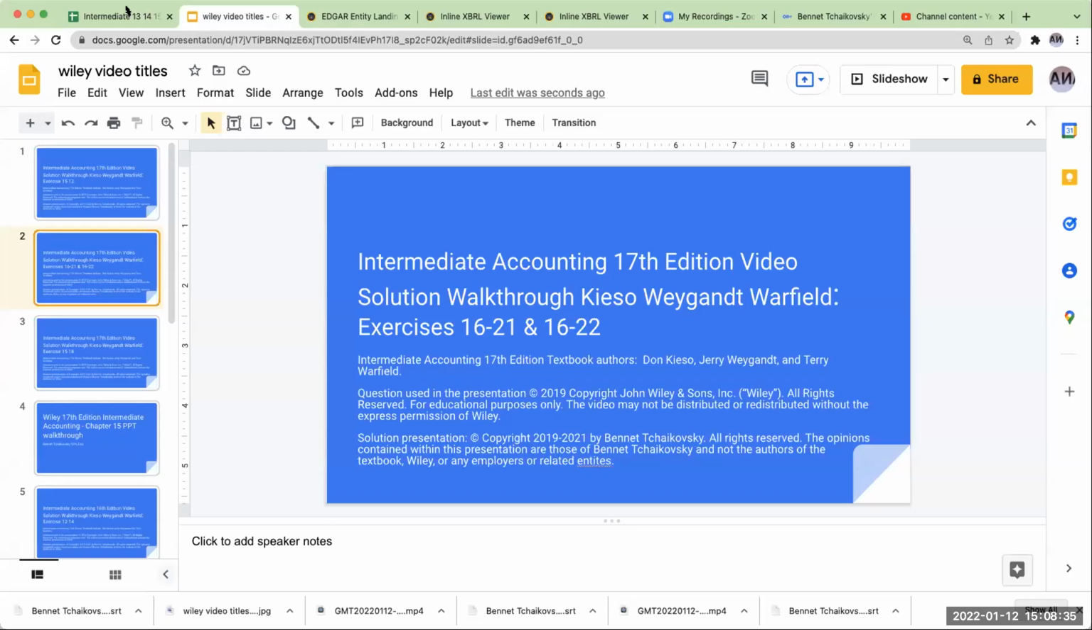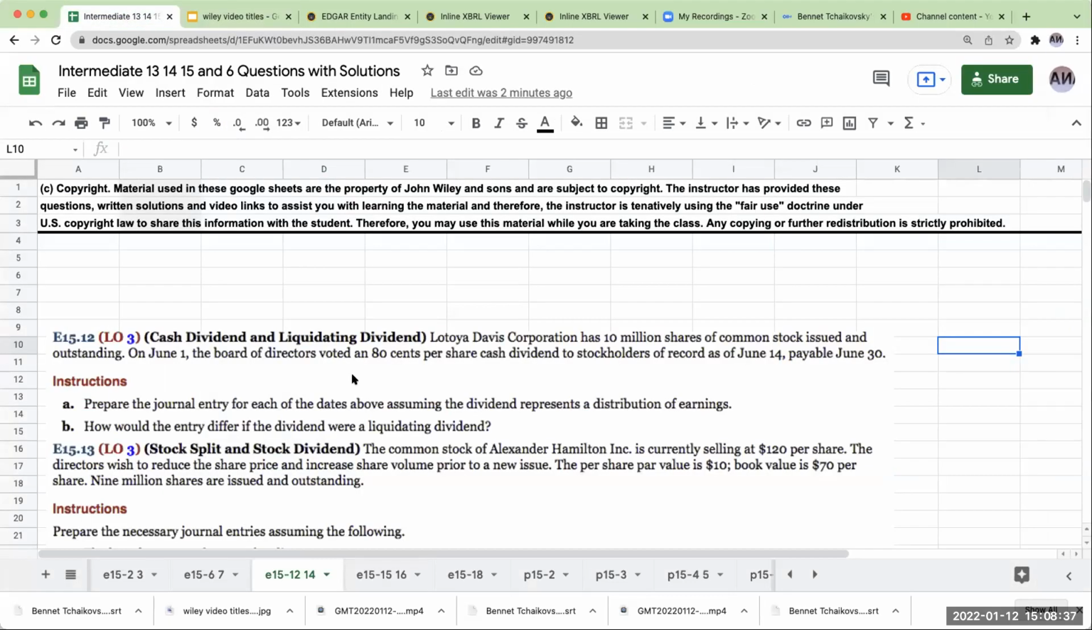Okay, let's get it started. So right over here, cash dividend and liquidating dividend. Latoya Davis Corporation has 10 million shares of common stock issued and outstanding. On June 1st, the board of directors voted an 80-cent per share cash dividend to stockholders of record on June 14th, payable on June 30th.